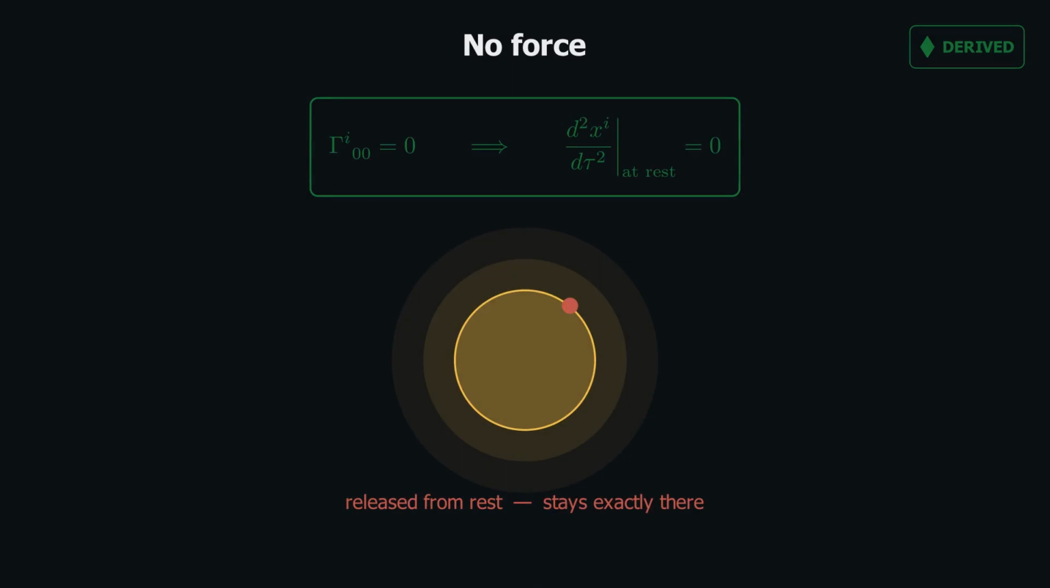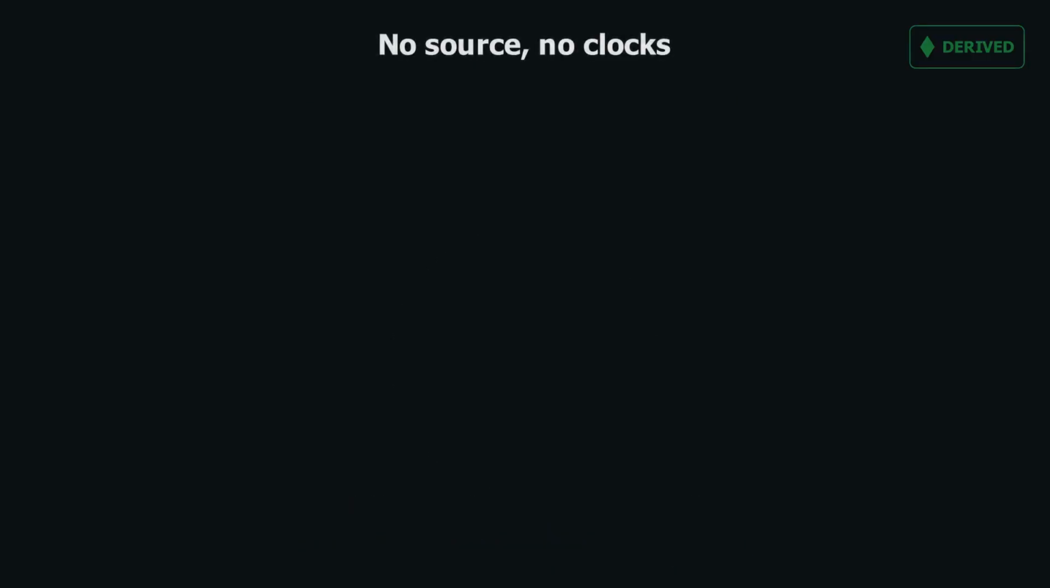It is entry R005 in the honesty ledger of the book. A body released from rest in a chakra star stays exactly where you released it. The metric that bends starlight cannot drop a stone. The same fact reappears one derivative up, and one derivative up is where sources live.